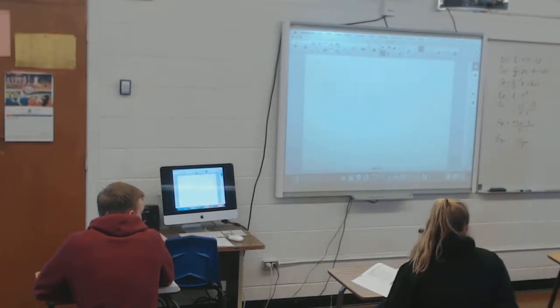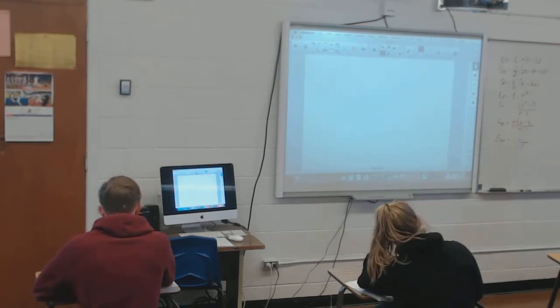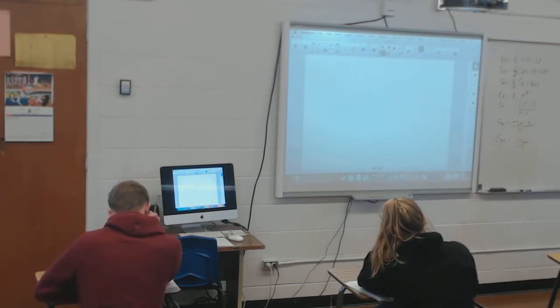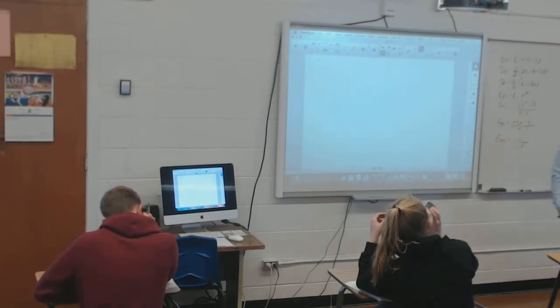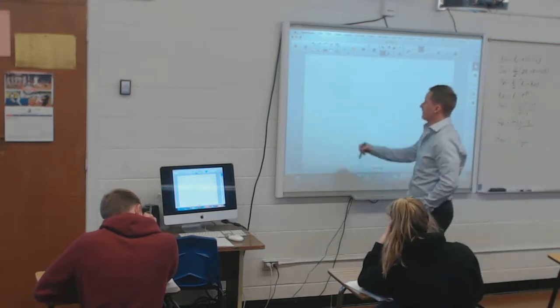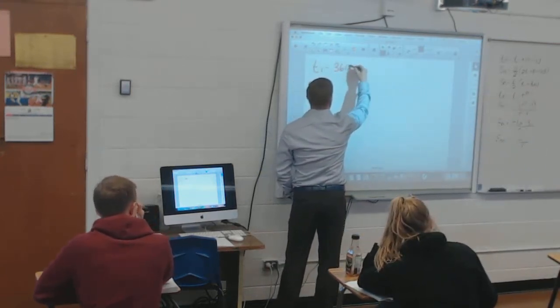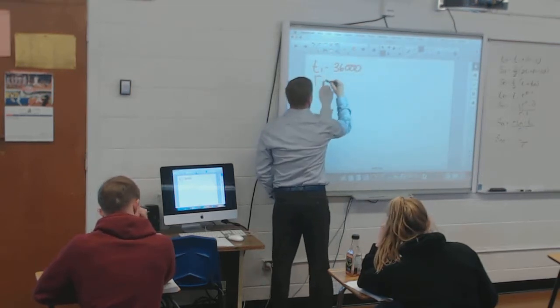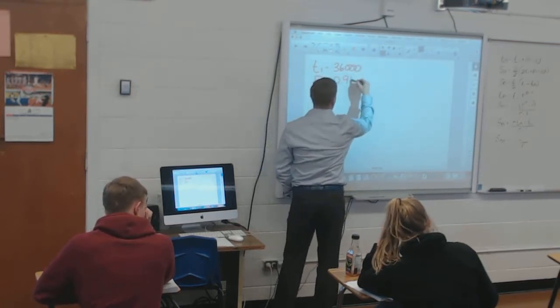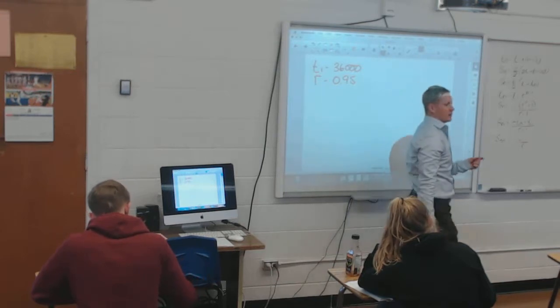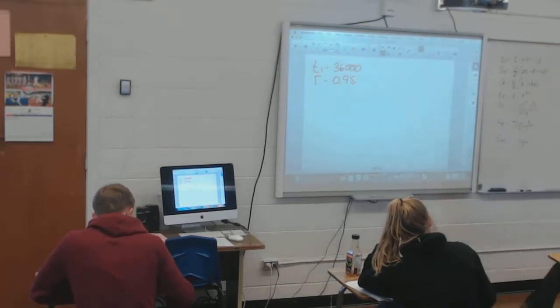Okay, let's look at example 2 on page 43. In the first month, an oil well in Manitoba produced 36,000 barrels of crude oil. For each month after that, it produced 95% of the previous month's production. So t₁ starts with 36,000 barrels. My ratio is 0.95. Is that going to be a convergent or a divergent one?